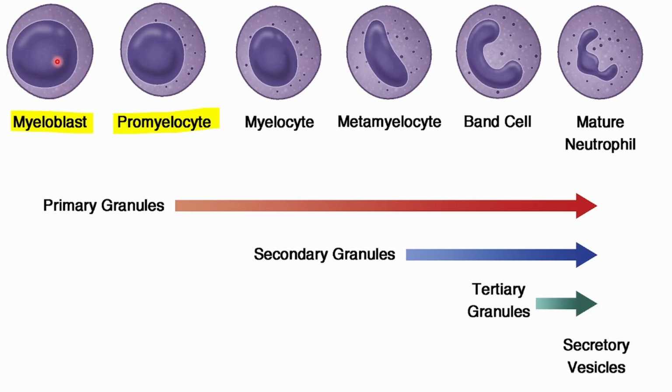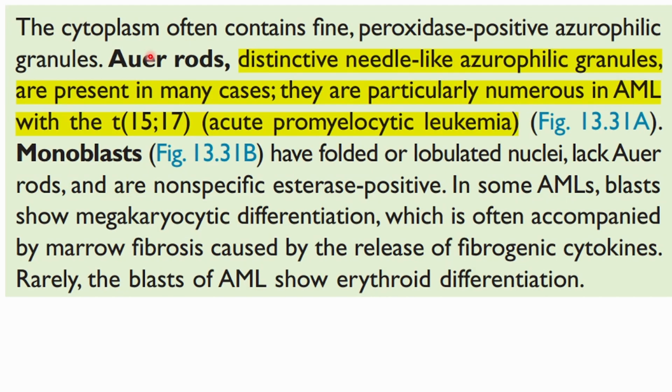From there we understood that myeloblast and promyelocyte are the early stages of neutrophil maturation. These cells won't be able to mature in this form. That is why the granules or enzymes produced at this stage won't be able to diffuse into the cytoplasm. Rather they will clump together to form certain rods called Auer rods, which are nothing but the needle-like azurophilic granules present in AML with the translocation of 15;17 and acute promyelocytic leukemia.